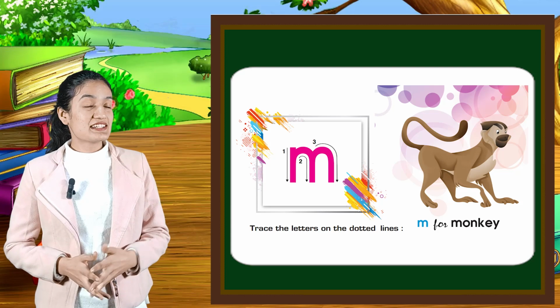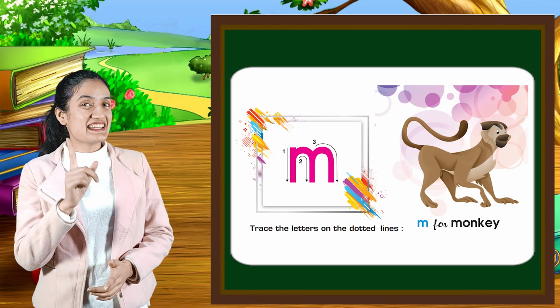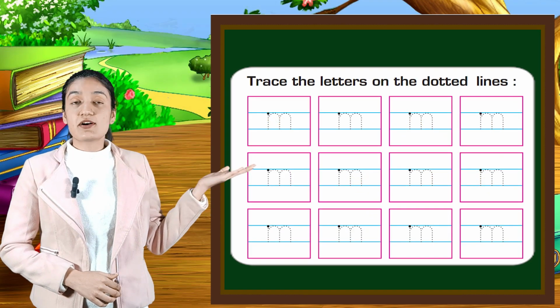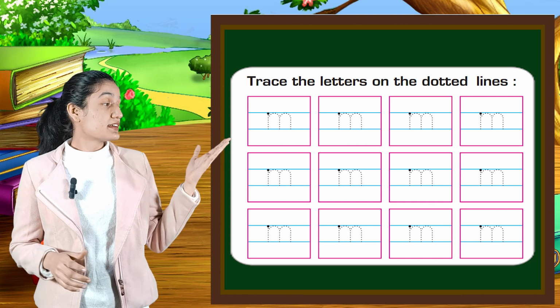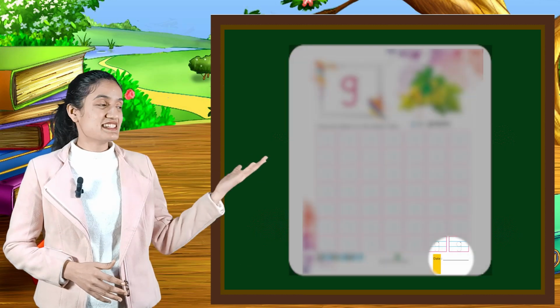And the next letter is small m. M for monkey. Yes, correct. How to draw M? Trace the letters on the dotted lines. So kids, join all the dots and trace the letter M and mention the date here.